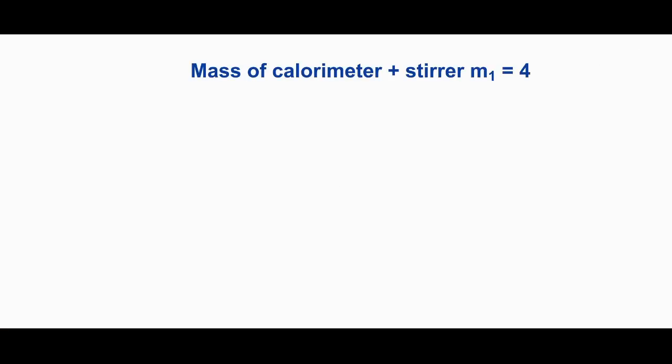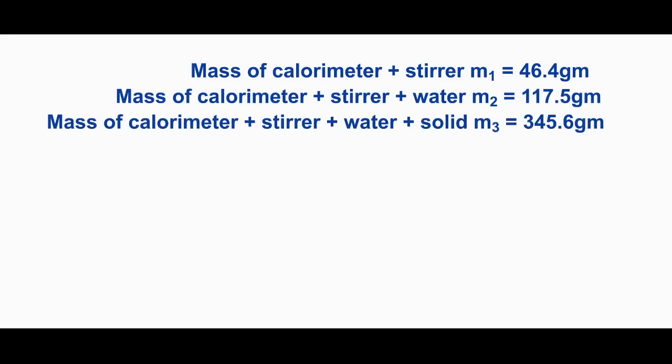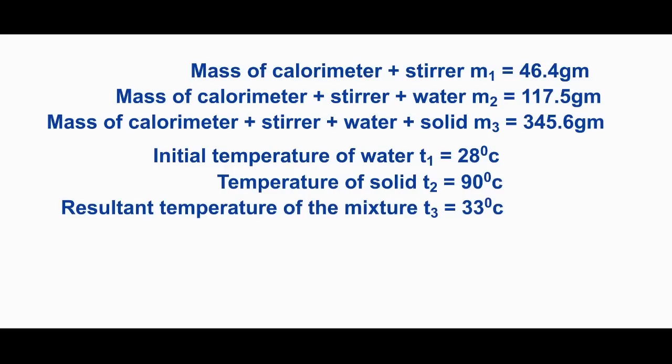Mass of the calorimeter plus stirrer M1 is equal to 46.4 grams. Mass of the calorimeter plus stirrer plus water M2 is equal to 117.5 grams. Mass of the calorimeter plus stirrer plus water plus solid M3 is 345.6 grams. Initial temperature of water T1 is equal to 28 degrees Celsius. Temperature of the solid T2 is equal to 90 degrees Celsius. Resultant temperature of the mixture T3 is equal to 33 degrees Celsius.